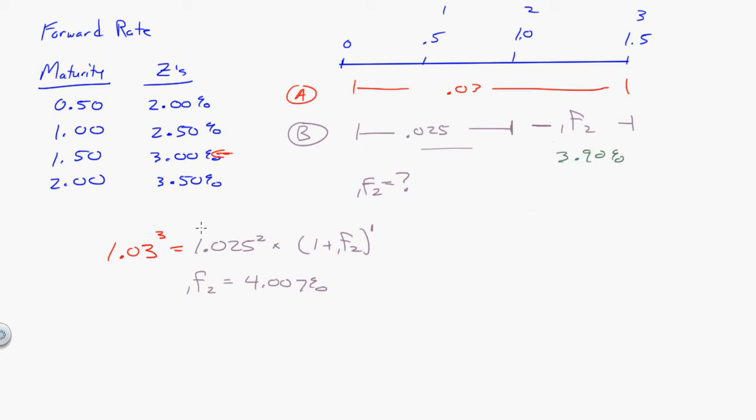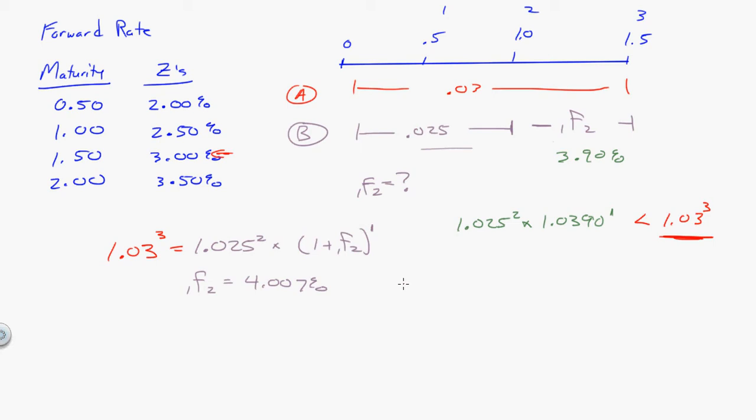Which one of these options would you choose? Well, you could either invest at 2.5% for 2 periods and then 3.9% for 1 period, or you could invest at 3% for 3 periods. This one would be larger, so you would choose option A.